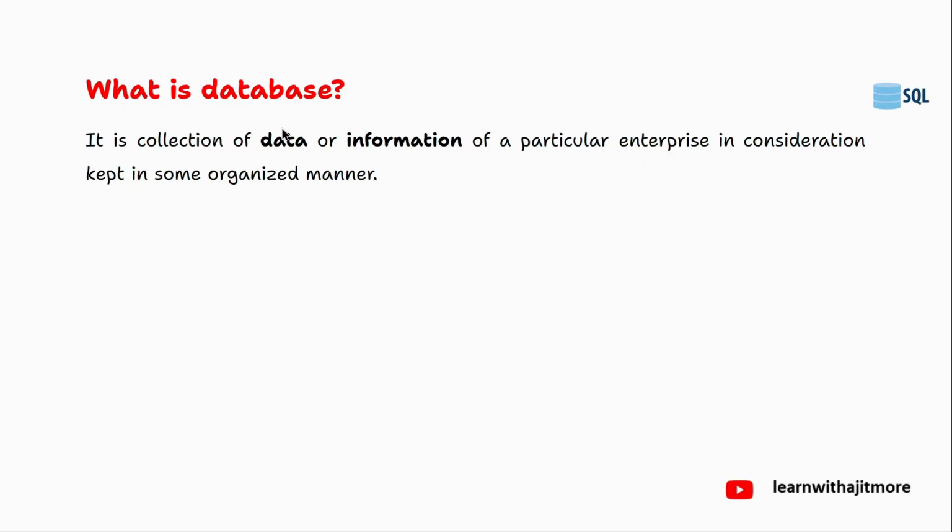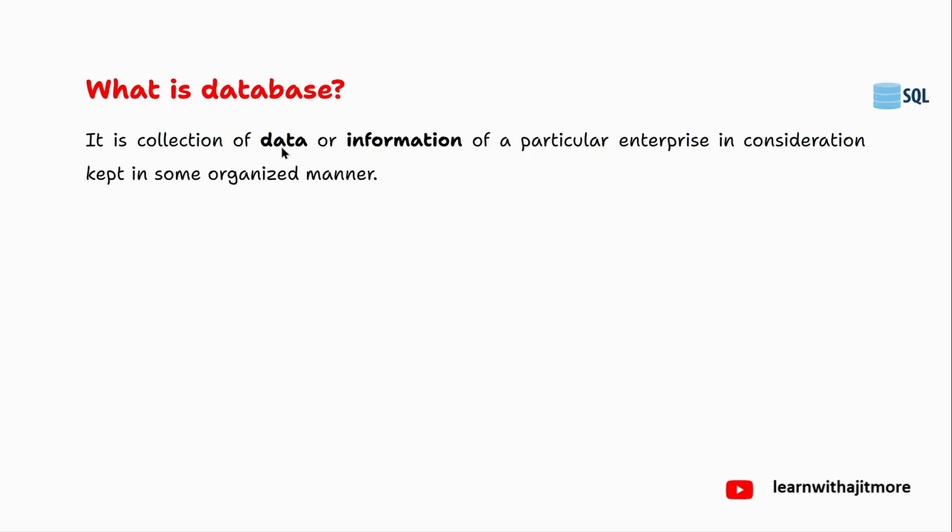Whenever the data is useful, we call it information. Therefore, in some books they use data and information separately. They call raw things data, and when from those raw things we get something useful, we call it information. But I use them interchangeably. My teacher taught me that it doesn't matter. So when that data is kept in some organized manner, it becomes a database.